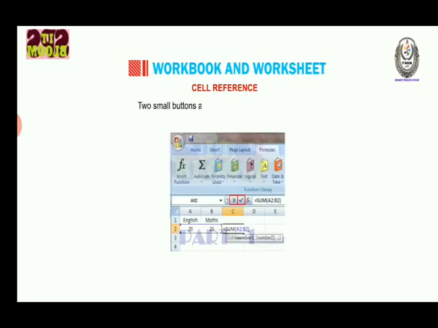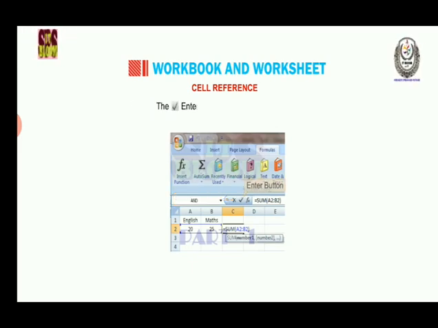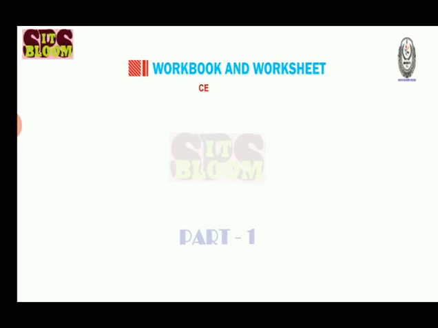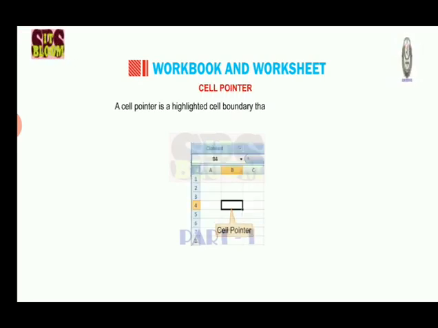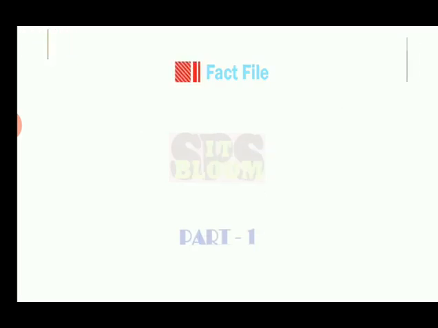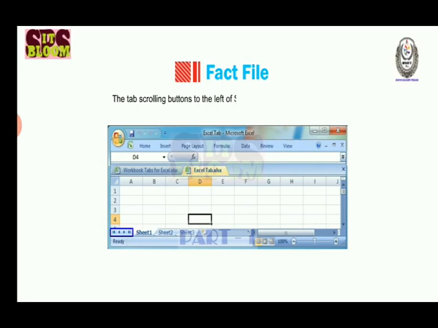Two small buttons appear to the left of the formula bar. The cancel button can be used to cancel the data entry. The enter button works like an enter key. Let us now talk about cell pointer. A cell pointer is a highlighted cell boundary that indicates which cell is active at the moment. Okay, now let me share an interesting fact with you. The tab scrolling buttons to the left of Sheet tabs let you move through the tabs quickly.